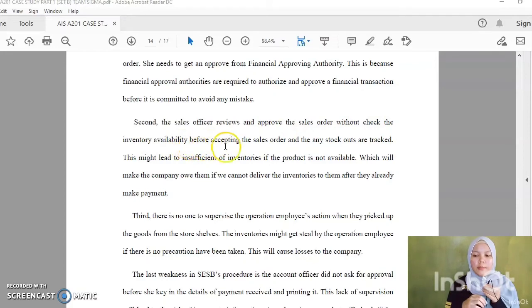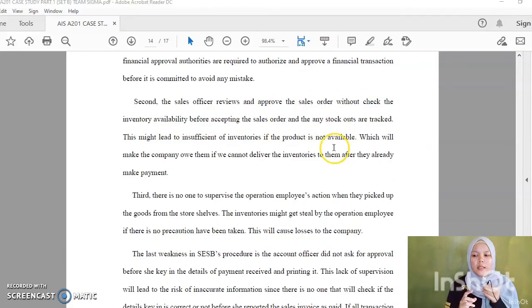Secondly, the sales officer reviews and approves the sales order without checking the inventory availability from the store before accepting the sales order, and whether there is any stock out. This might lead to insufficient inventories if the product is not available, which will make the company owe them if we cannot deliver the inventories to the customer after they have already made payment.